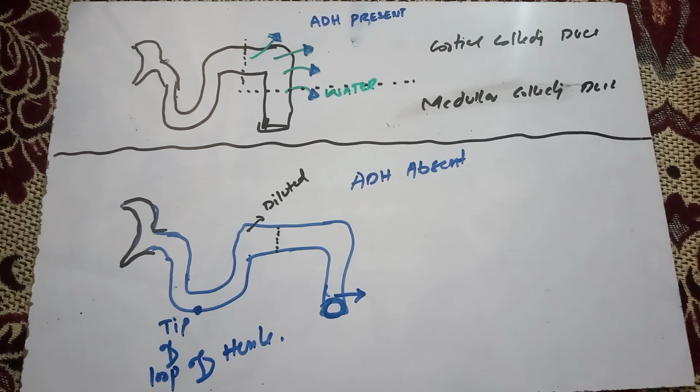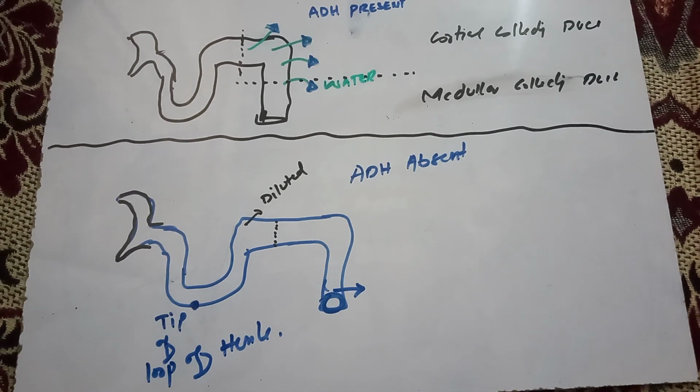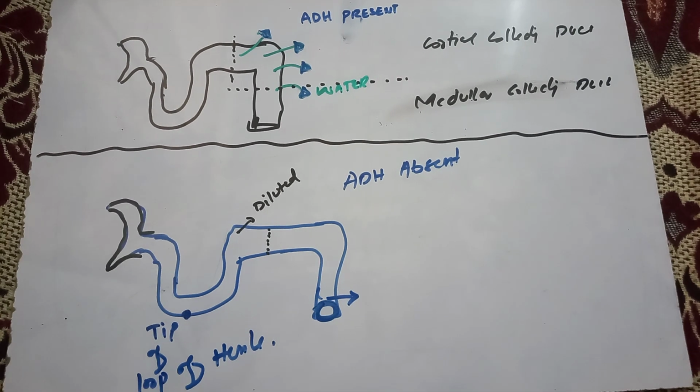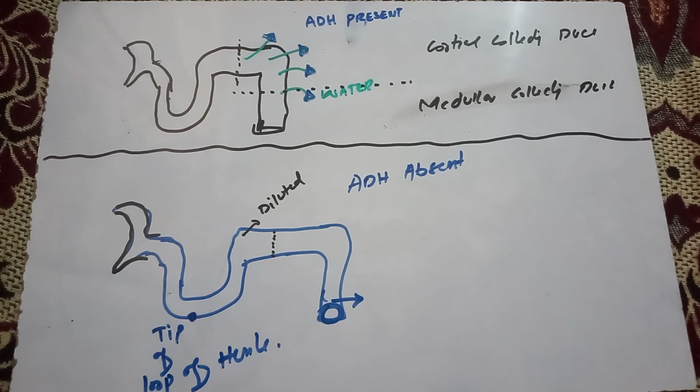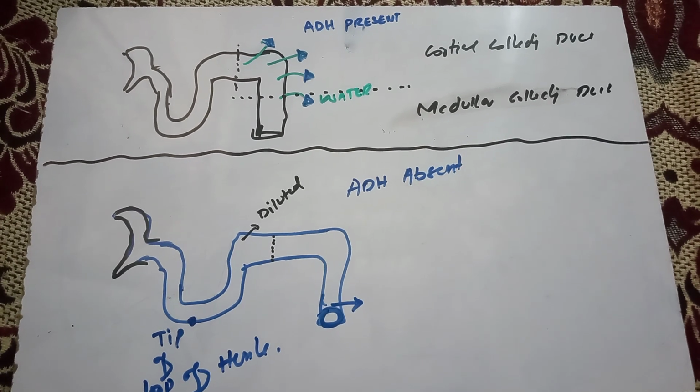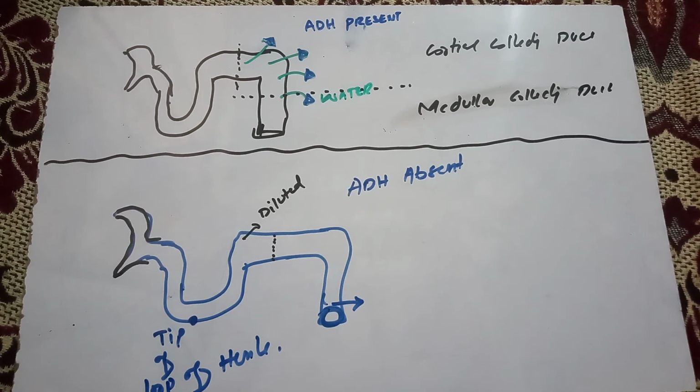So we have discussed the 5 important MCQs. In the absence of ADH, most diluted urine will be present at... In the absence of ADH, most concentrated urine... In the presence of ADH, most diluted and most concentrated urine lies over where. So we have discussed. You have to memorize these diagrams.